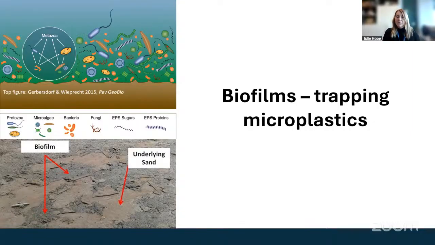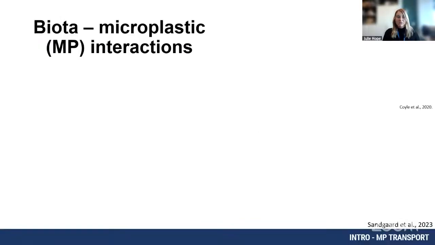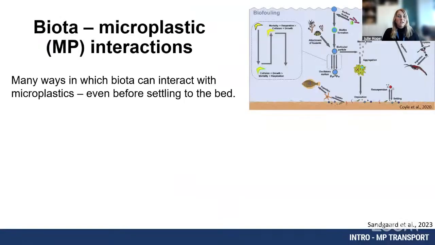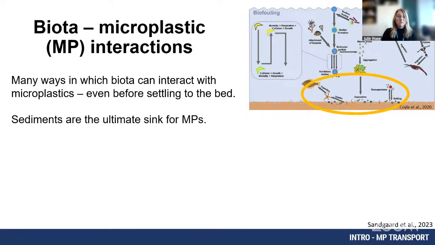But these biofilms that are on the sediment surface, we don't really know a lot about them. We know there's many ways in which biota can interact with plastics even before they settle to the bed. You've got things like biofouling. You have those biofilms forming on the surface of particles in the water column, and that can change the settling dynamics. You've also got things like ingestion from larger organisms, and then they can repackage them into feces, and that can help settle them to the ground. But these sediments are the ultimate sink for plastics.